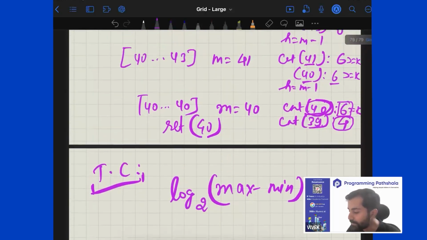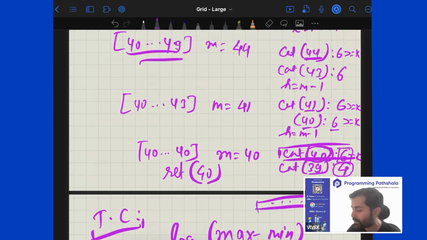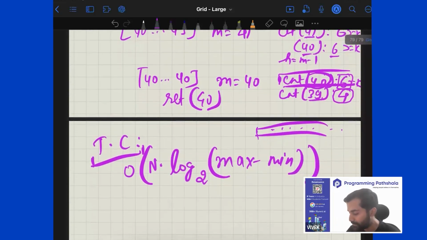Now, in every step, what we are doing is invoking the count function. And what will be the complexity of the count function? Just order n, because in order n time, just by doing one traversal, I can count how many elements are smaller than or equal to something. So the complexity is n multiplied by log of max minus min, which is much, much better than n square or anything else.